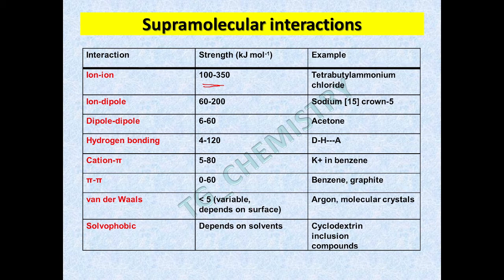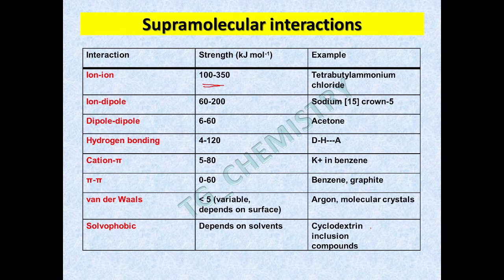Van der Waals interactions are much less in energy content, having energy of less than 5 kilojoule per mole, and it depends on the surface as well. The examples can be argon or molecular crystals. Another one is the solvophobic interaction, which depends purely on the solvents, and we can find its role in cyclodextrin inclusion compounds. So these are several interactions found in supramolecular chemistry, the intermolecular interactions.